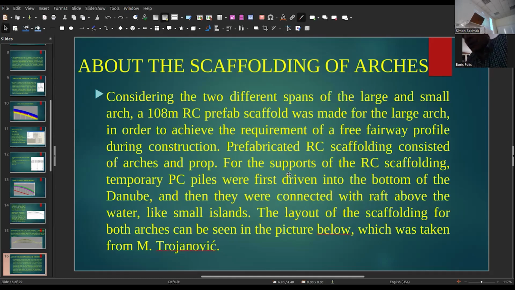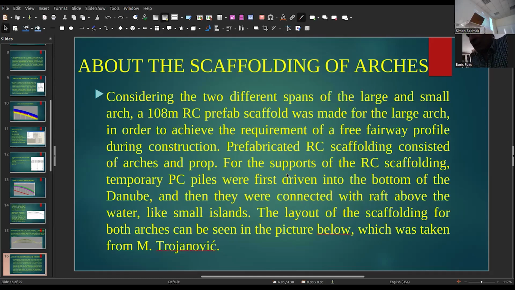Fairway profile during construction. Prefabricate RC scaffolding consisting of the arch and prop. For the support of the RC scaffolding, temporary PC piles were first driven in the bottom of the Danube, and then they were connected with a raft above water, like a small island.